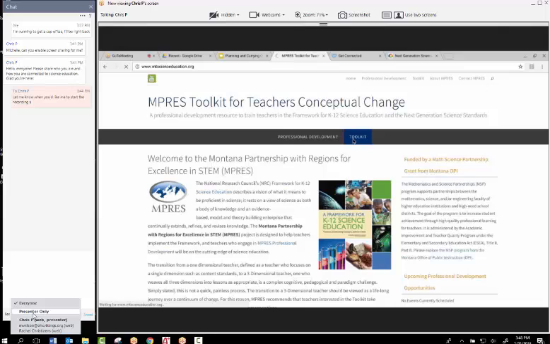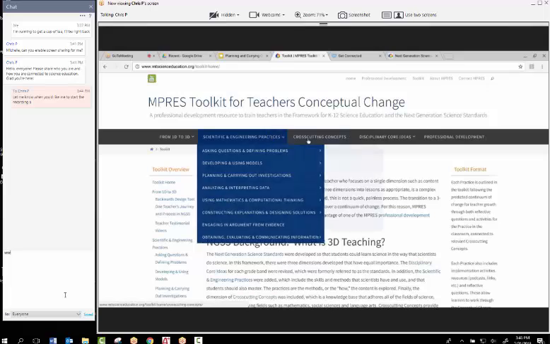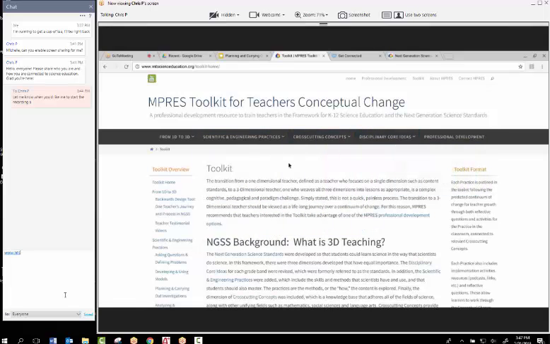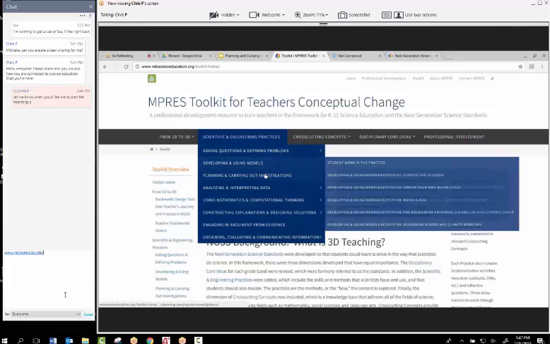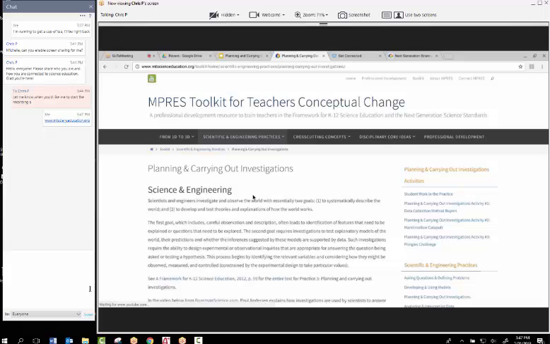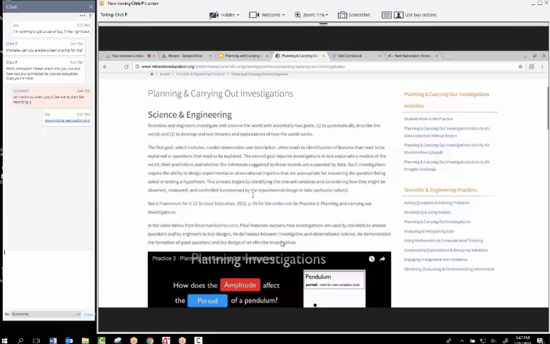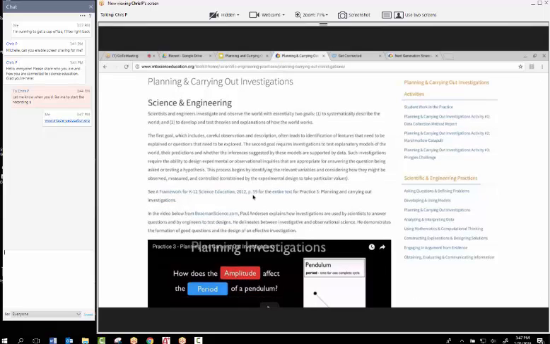If you click on Toolkit, there are science and engineering practices, cross-cutting concepts, and disciplinary core ideas. There's a landing page and other resources for each practice. When I go to planning and carrying out investigations, the landing page brings you text from the Framework for K-12 Science Education as published in 2012 by the National Research Council. It also gives you a Paul Anderson video and the grade level progressions.